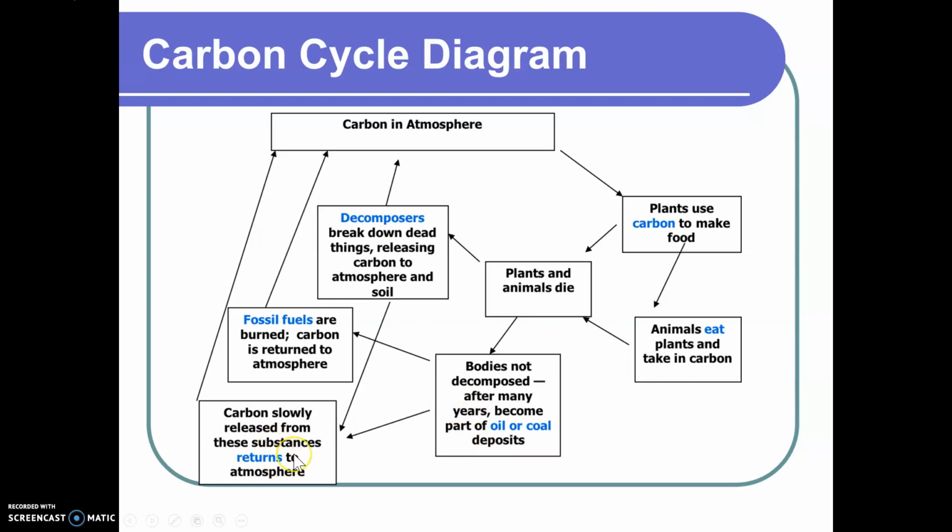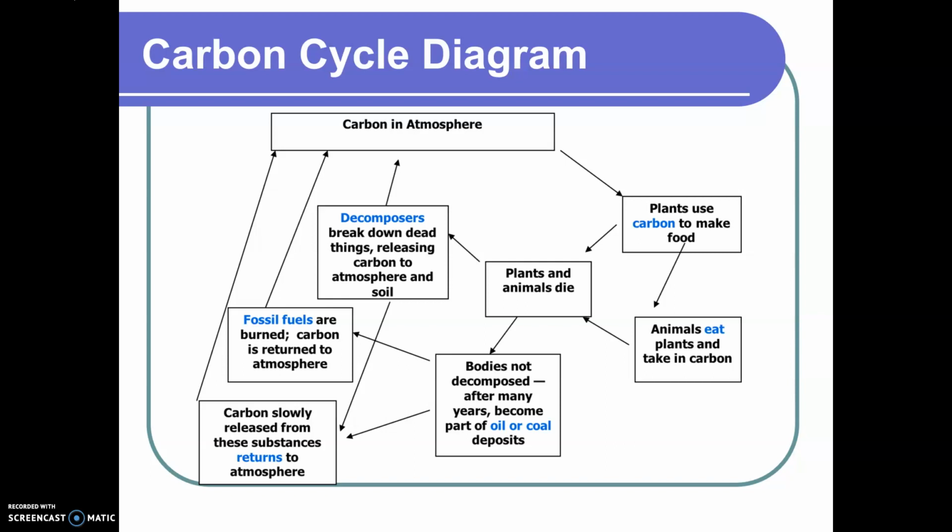The first way is if you just leave that fossil fuel alone, slowly over time, it's going to release some carbon. The second way that fossil fuels can release carbon into the atmosphere is through being burned. If you think about oil and coal, these are resources that humans use to help us get energy. We use them in factories, we use it in our cars, all kinds of things. So when we burn those fossil fuels, we release carbon into the atmosphere very quickly.